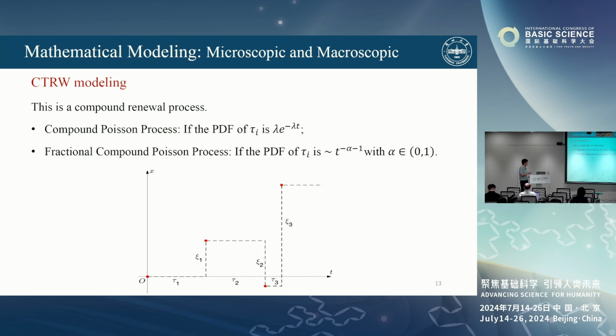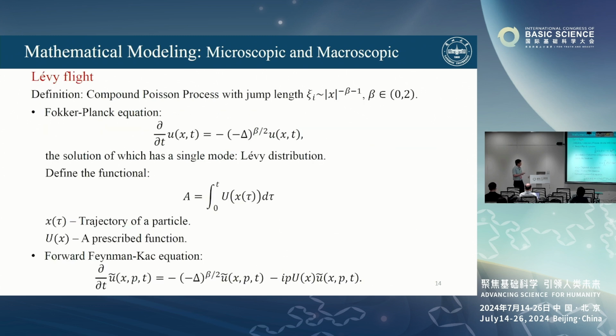You can consider the case where the renewal process tau_i is not Poisson. For example, if tau_i follows a power law, we can define a fractional compound Poisson process. For the compound Poisson process, if Ci obeys a power law distribution, then we can get the Fokker-Planck equation. This is a fractional Laplacian operator, with an integral form to define the operator.